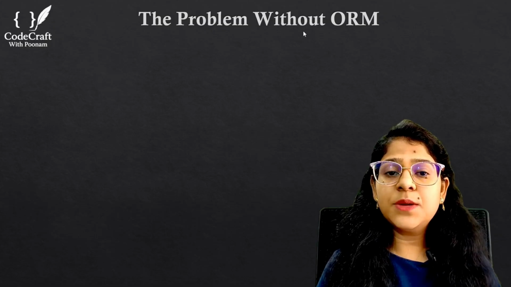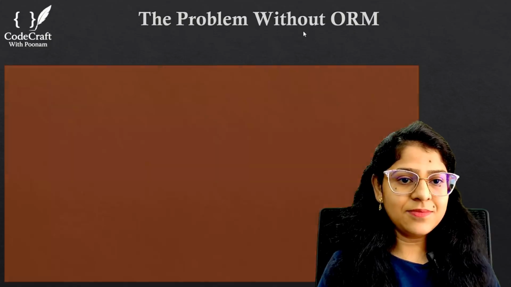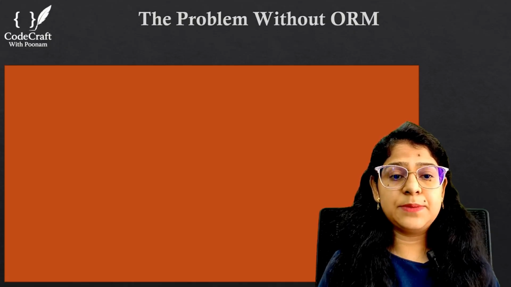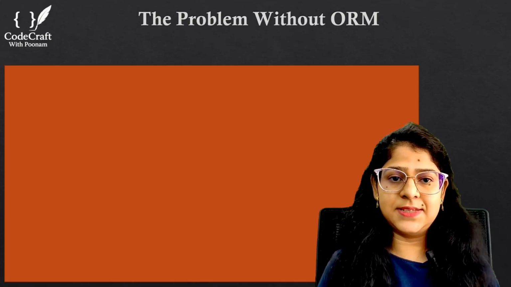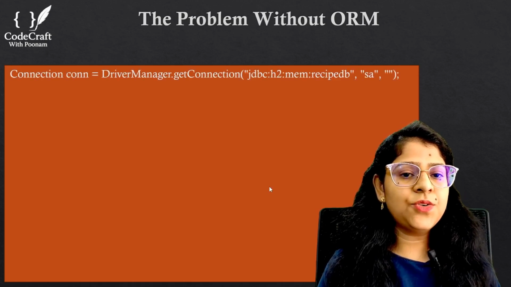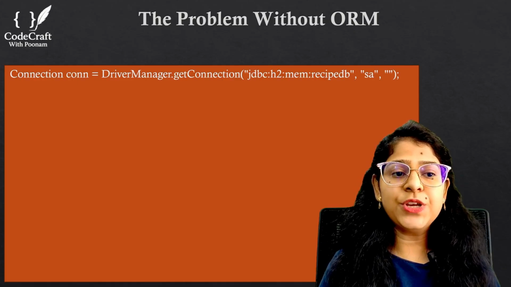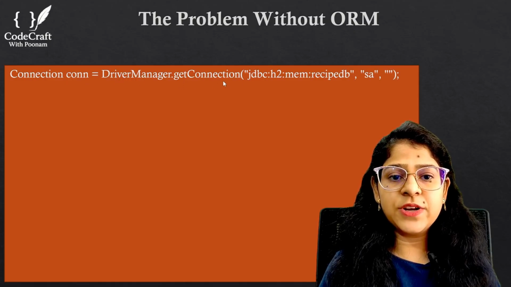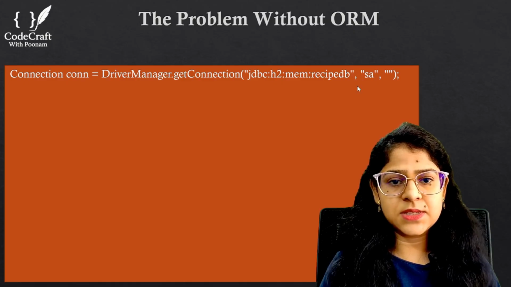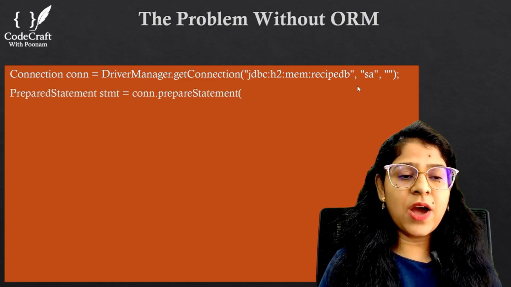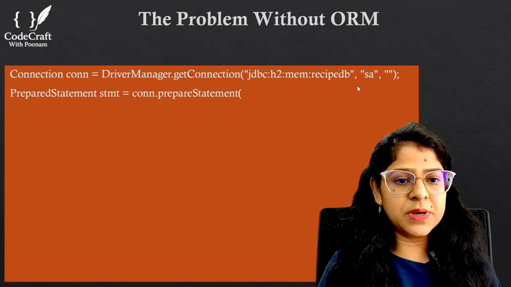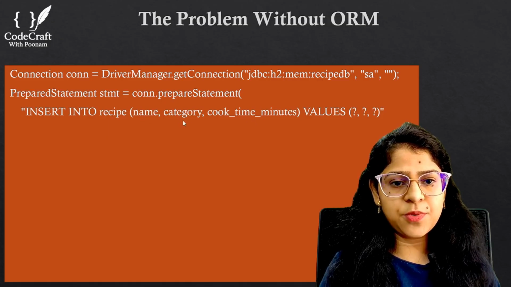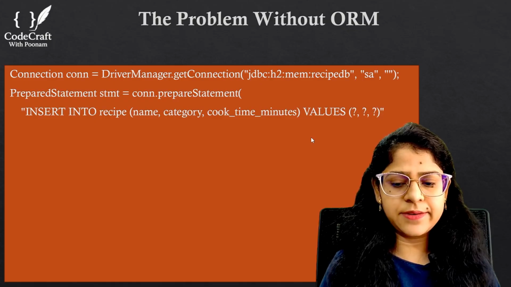So what is the problem without ORM? Without a tool like Hibernate, let's see how saving one recipe looks in Java. Without ORM, you need to have a connection, that is DriverManager.getConnection, and then you have to prepare statements, that is insert into recipe. What are the fields you are providing? All those things and their values, right?